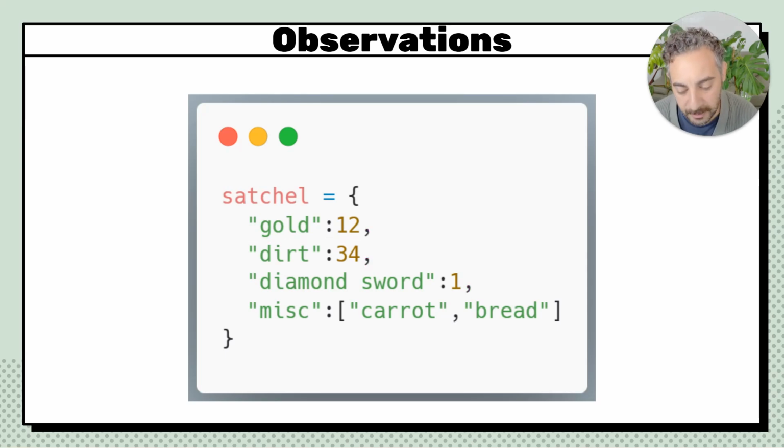What's important to note here is that our value doesn't have to be an integer, like in this case here. Our values can also be strings. It can be Boolean values. It can be floats. And actually, as you can see from the example at the bottom here where we have miscellaneous, our value can be a list, and it can also be another dictionary.